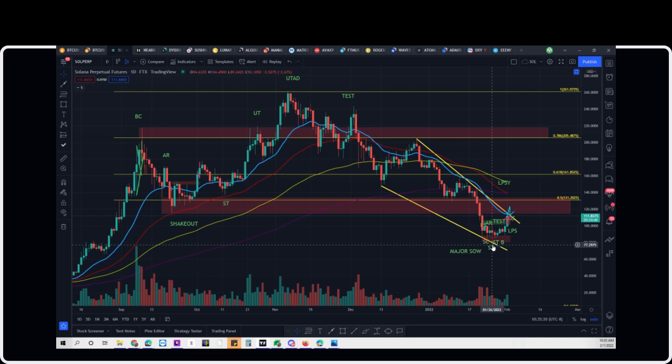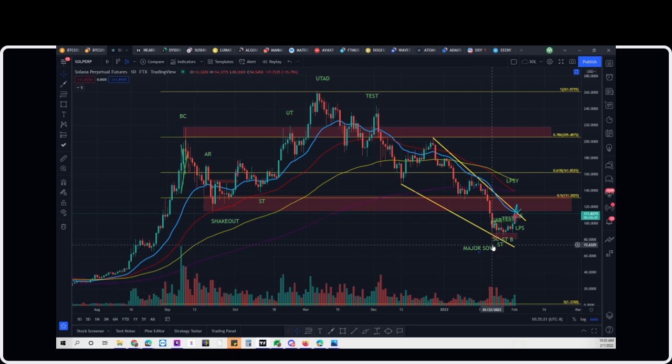Ultimately, let's get a lot of these distractions out of the way. Solana had that BC, which stands for buying climax. If you want to know what these labels stand for, just search for Wyckoff schematics glossary, and it'll give you all the different labels and what they mean.